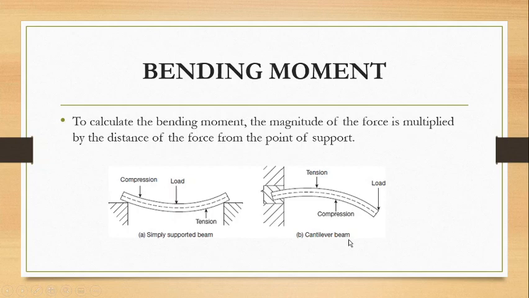Here another example is of a cantilever beam, which is supported from one side. The force is acting on the far end of the beam. Now if we wish to calculate the bending moment that is happening here, we have to multiply the load F with the distance D from the support to the load. This is going to give us the total bending moment within this cantilever beam.